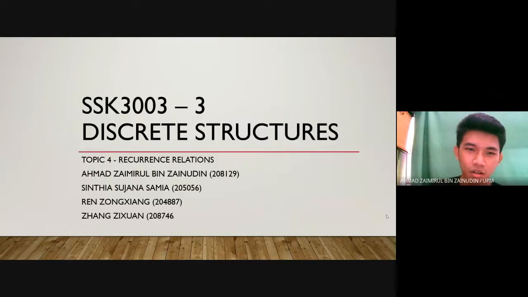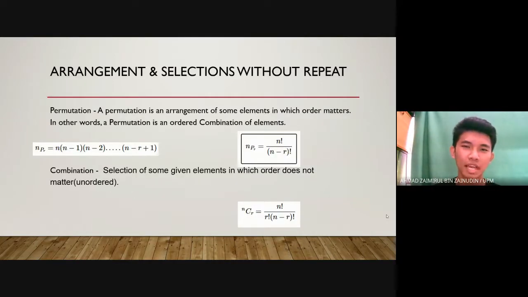Today we would like to present our topic, which is recurrence relations. First of all, we will go to the arrangement and selection without repeats. We need to know what arrangement is in recurrence relation. As we all know, arrangement is known as a permutation. Permutation is an arrangement of some elements in which order matters. In other words, a permutation is an ordered combination of elements.